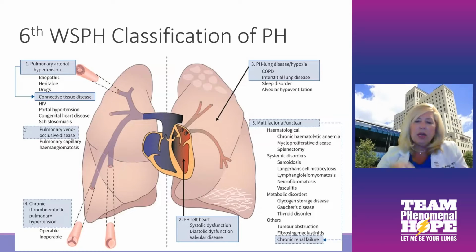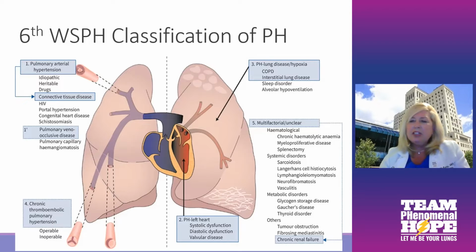But tonight, we're going to be talking about group 4, more specifically, the chronic thromboembolic pulmonary hypertension. But I wanted you to see the whole picture of what we call pulmonary hypertension. And you can see that CTEPH is simply just a subset of these 5 classifications of pulmonary hypertension.